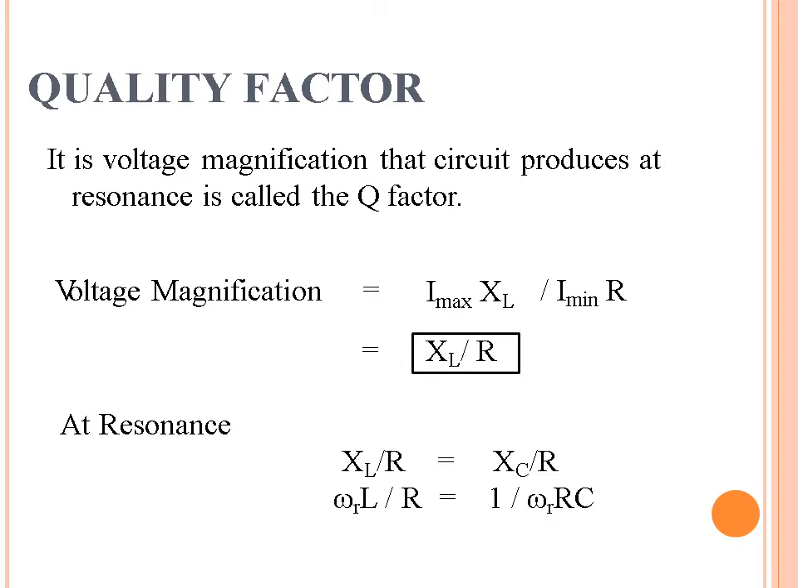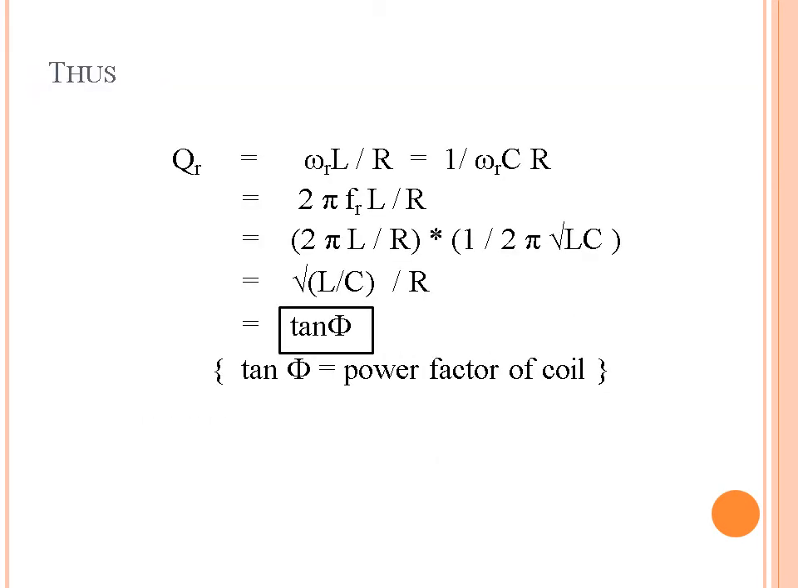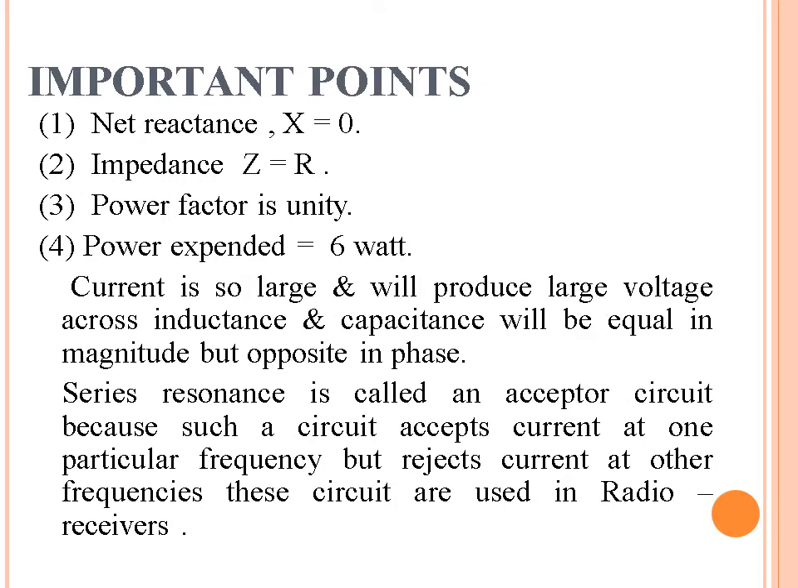This is called the Q factor. The voltage magnification is calculated from the maximum and minimum current value, reactance value and resistance value. Thus your quality factor ends up as tan phi, the power factor for the coil. The important points to note here are: net reactance X equals 0, impedance Z equals R, power factor will be unity, and power expended will be maximum. The current will be so large that it produces large voltage across the inductance and capacitance, which are equal in magnitude but opposite in phase.